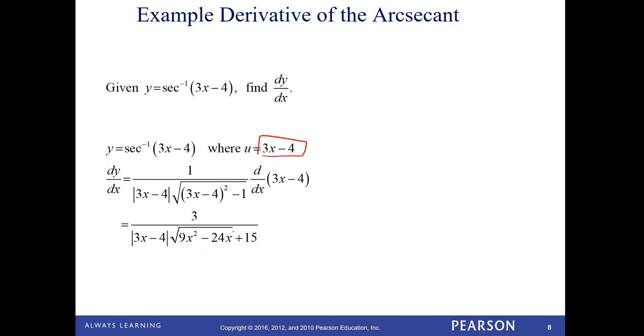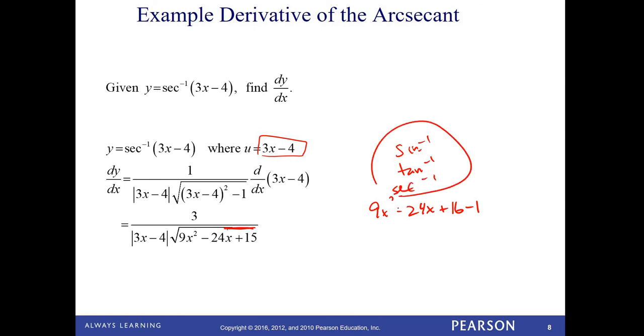And I'm not sure why that didn't go all the way out. That should be extended, because what they've done under the radical is they've FOILed out your 3x minus 4 to get 9x squared minus 24x plus 16, and then they've subtracted the 1 to get 15. That should all be under our radical symbol. Okay, so again, we've got sine inverse now, we've got tan inverse, and we've got secant inverse.